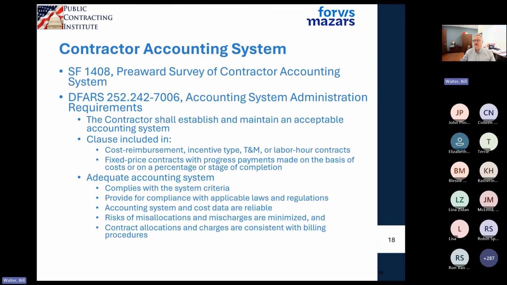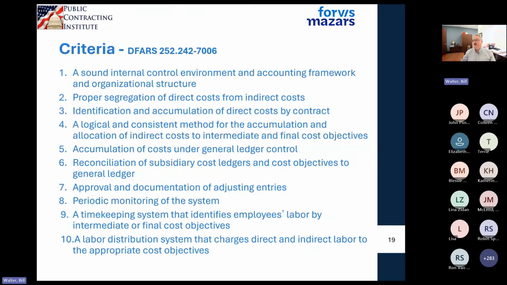So if you have a contract with the Department of Defense, chances are, if it's a cost type contract, they're going to ask DCAA to come out to take a look at your accounting system unless they've done it in the past. And when they take a look at your accounting system, they're going to try to say, okay, does it do these 18 things? And you're going to say, Bill, you've only got 10 on this slide. And I'm going to tell you, you're absolutely right, because the next slide has the remaining 8.